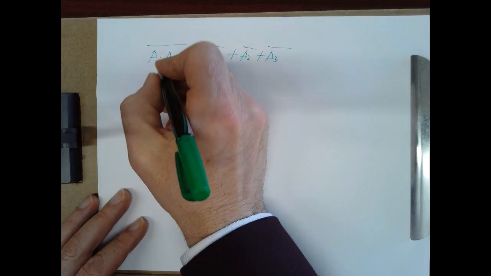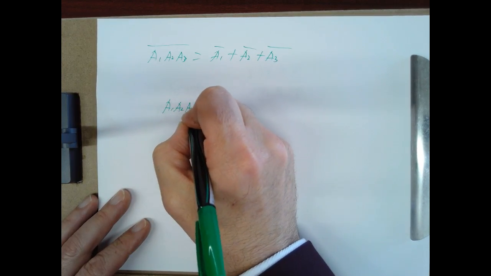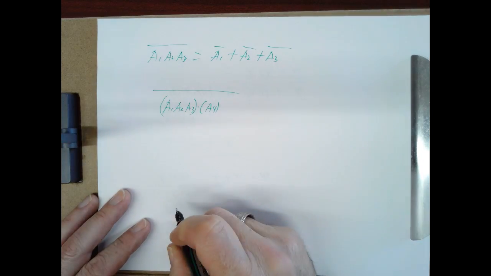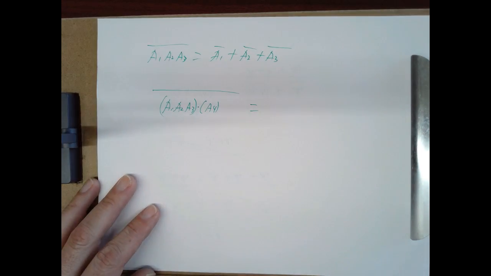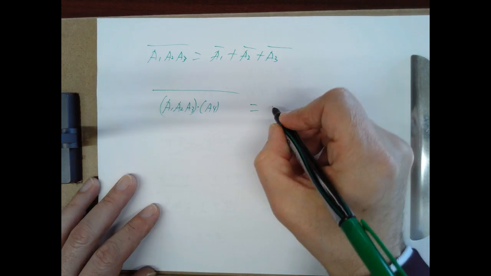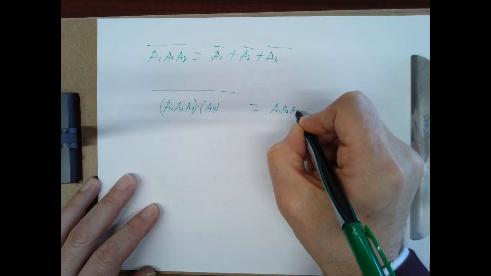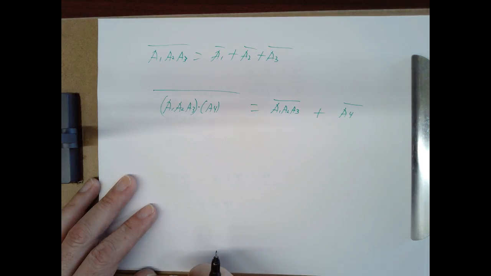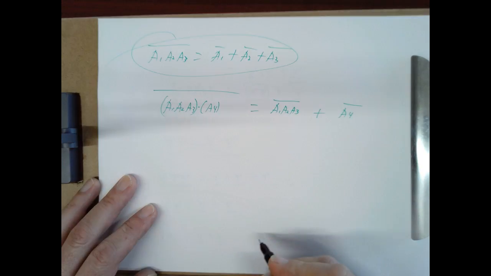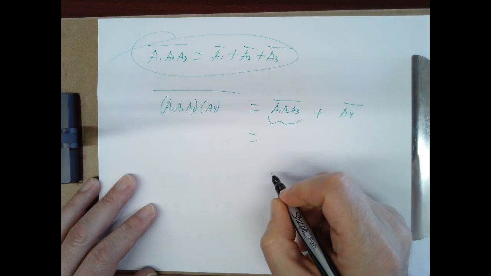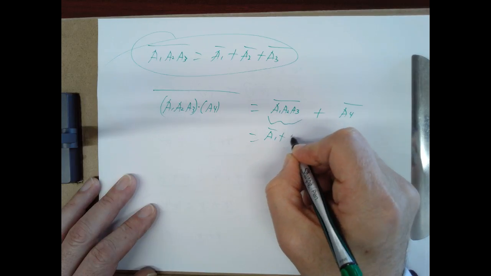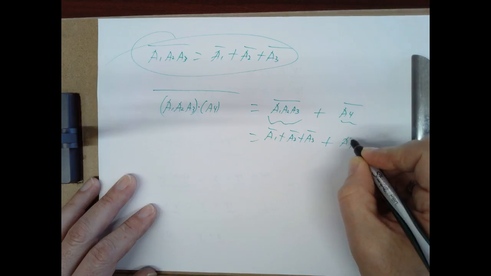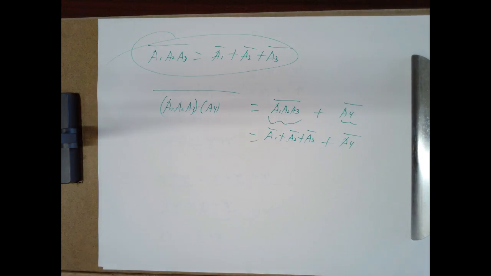And so if we take this as one variable and this as a second variable and we AND them and we complement, our 2-element De Morgan's theorem tells us we should get the complement of the first ORed with the complement of the second. And now this 3-element version of De Morgan's theorem tells us that this term is equal to A1 bar or A2 bar or A3 bar. And we leave A4 bar as is, and there's our 4-variable version of De Morgan's theorem.